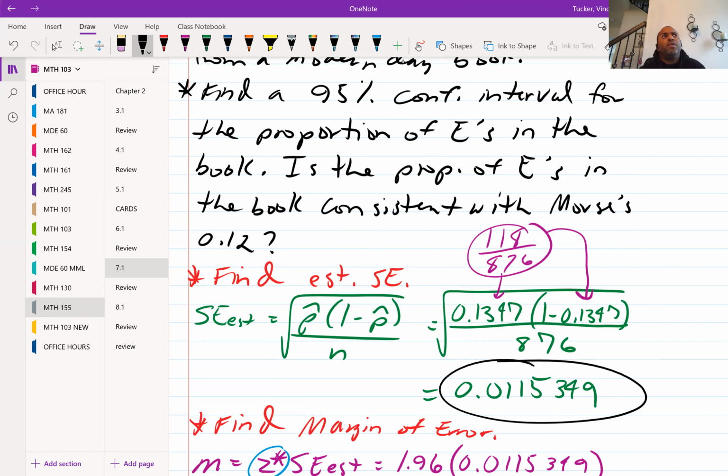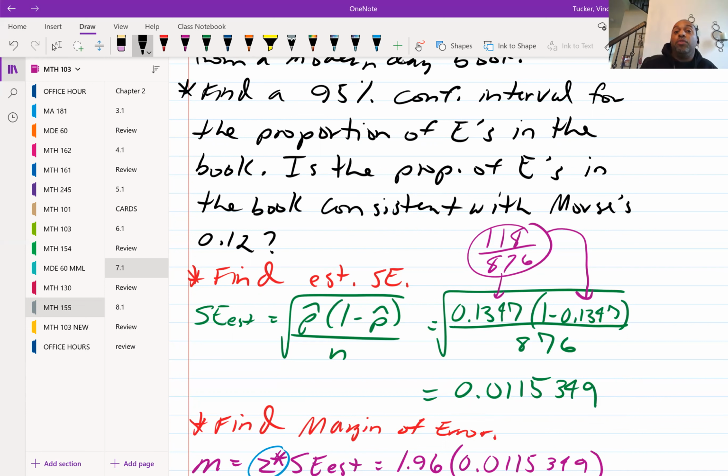So don't forget, as far as how many decimal places you go here, if MATLAB asks you for your estimated standard error, they may say 4 decimal places or whatever, but whenever you're doing calculations with it, you want to go out as many decimal places as possible. Notice I went out 7 decimal places. You don't have to go out that far, but you do want to go out at least 4 or 5, maybe even 6, to make sure you're as close to the most accurate answer possible.